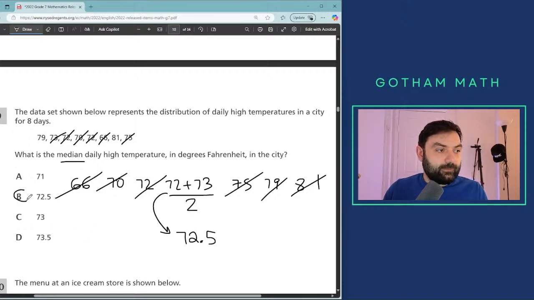And that will be the answer. If, let's say, these two numbers are not like 72, 73, if there will be like 70 and 95, let's say, it doesn't even matter, then you just add them and divide by 2 and you will have the answer. Just in this particular case, it's easy, because they're consecutive numbers, one after the other.